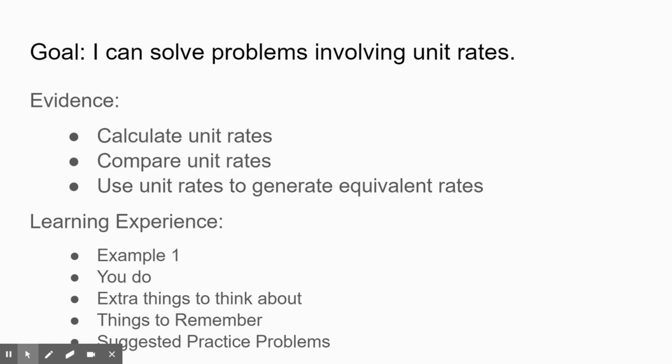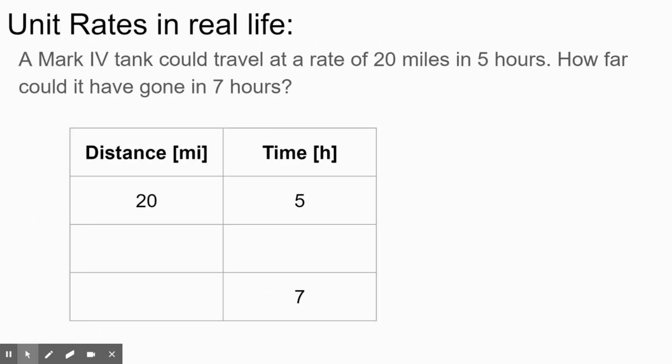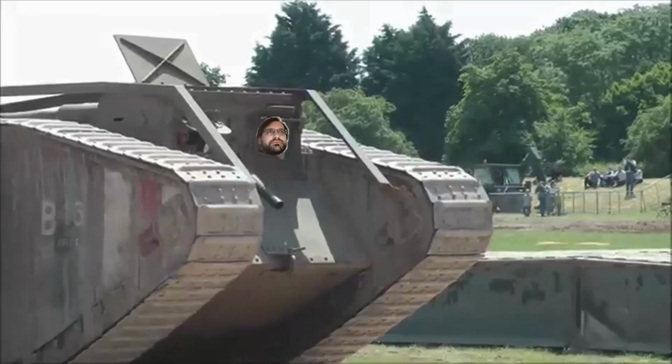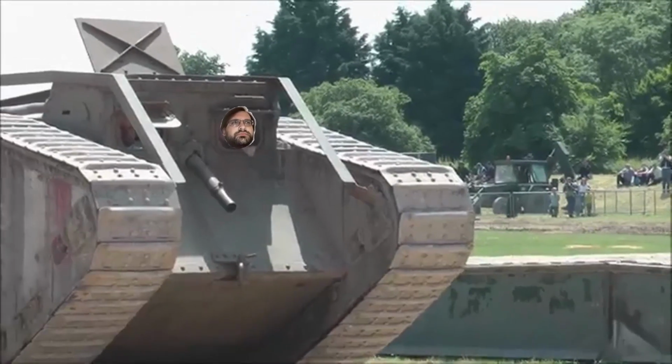Learning experience is there. We have one example in the UDO, and then there's a little bit extra that I want to show you that might save you some time. Maybe not. We'll see. So, unit rates in real life. Let's consider the Mark IV tank. The Mark IV tank was a World War I tank. It looked like this. First World War tank.